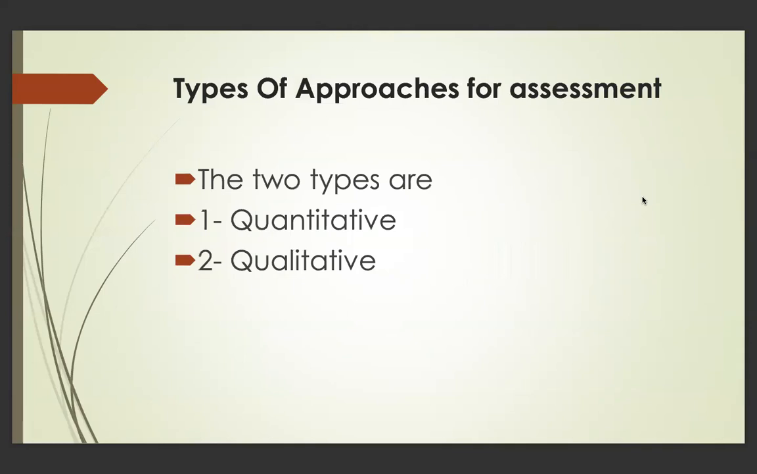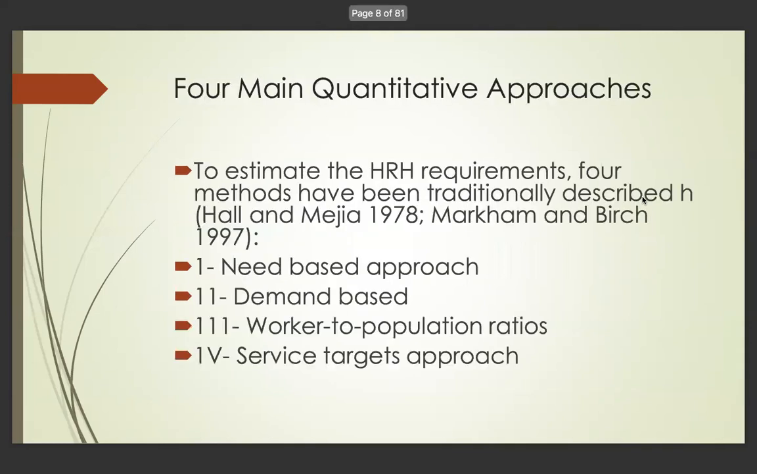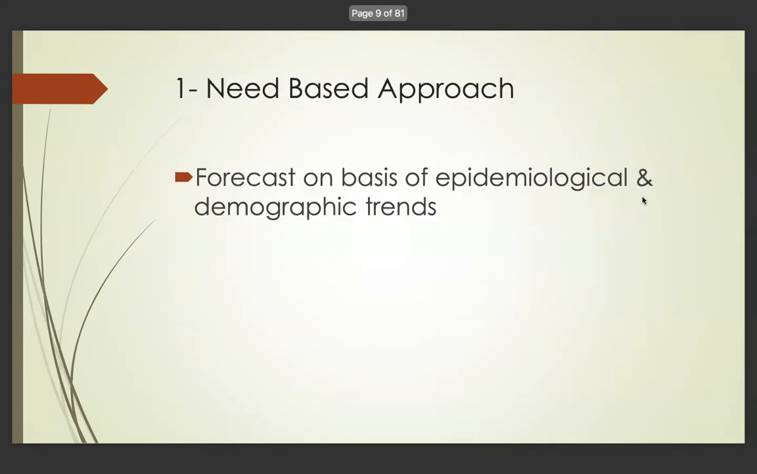Types of approaches for assessment. The two types are quantitative and qualitative. Four main quantitative approaches. To estimate the HRH requirements, four methods have been traditionally described, Hall and Mejia, 1978. The first one is need-based approach. Second one is demand-based. Third one is workforce-to-population ratios. And the fourth is service target approach.